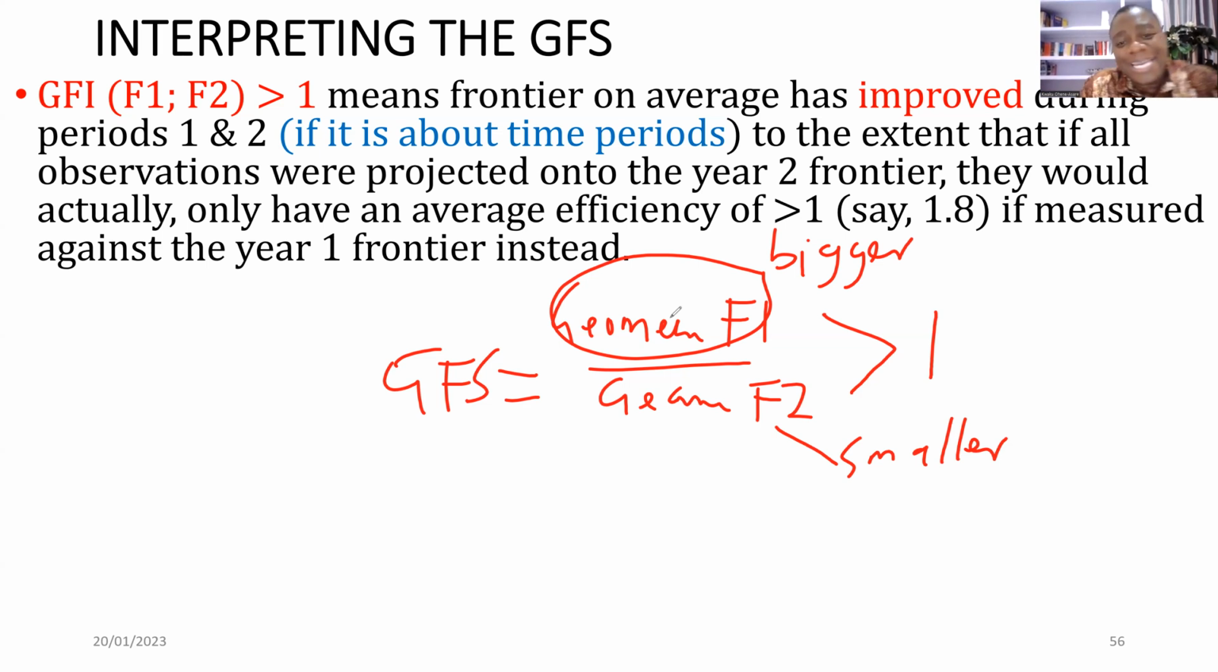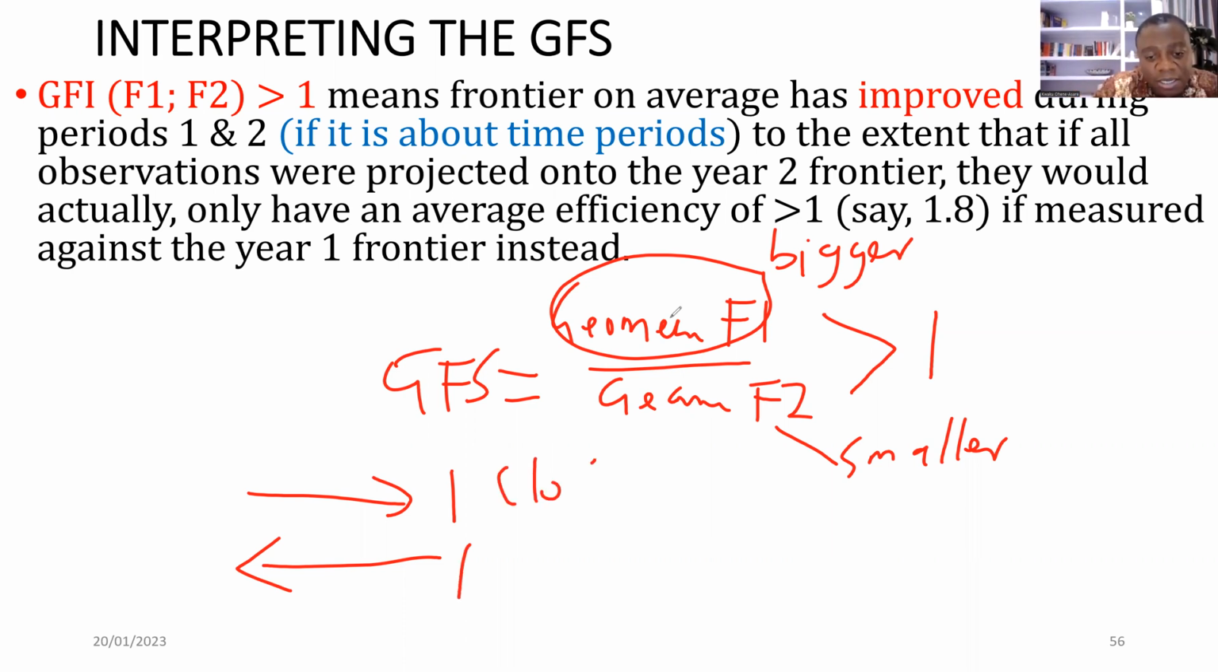Now, it doesn't matter whether you are doing input orientation or output orientation. If a value is closer to 1, or a value is moving away from 1, which one is better? Whether it's input orientation or output orientation, the answer you're about to give me is the same. Which one will be better? Is it the one closer to 1, or the one away from 1?